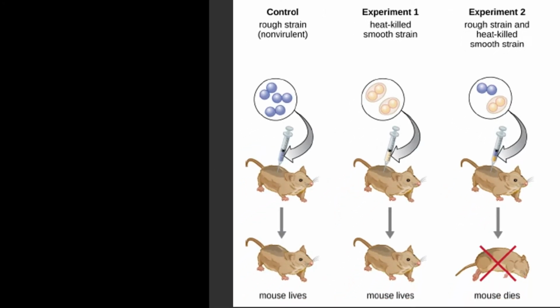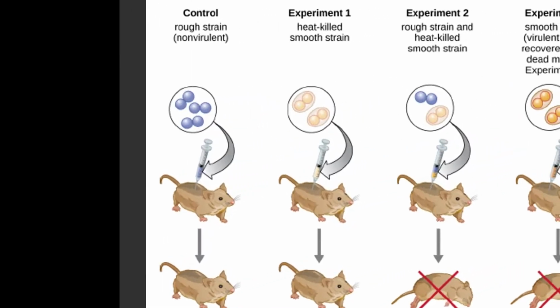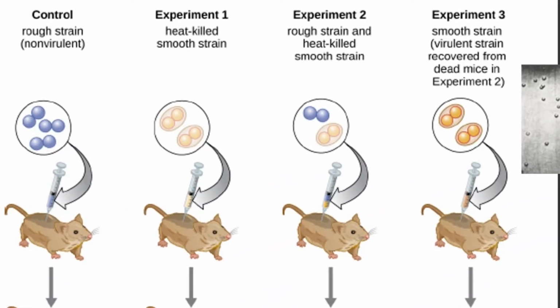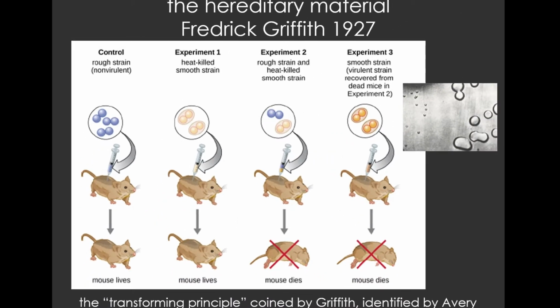So the mouse has died of what should be a non-lethal infection. Furthermore, when Griffith removes the bacteria from those dead mice, he finds live, smooth cells. And then he goes further and takes those live, smooth cells that he's recovered from that second experiment, injects them into mice, and those mice also die.